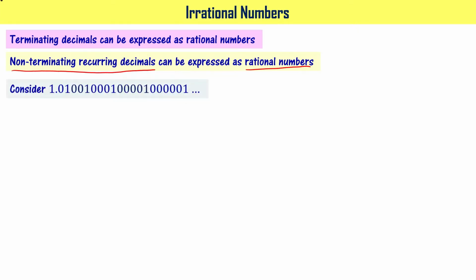Now look at this. I have a number 1.01001, then 4 times 01, 5 times 01, and so on. Here there is no periodicity. For example, if you say that 01 is repeating, that is not true, right? You have 001 here, then you have 0001, then you have 00001. So this is non-repeating, or non-recurring in that sense, you can say.